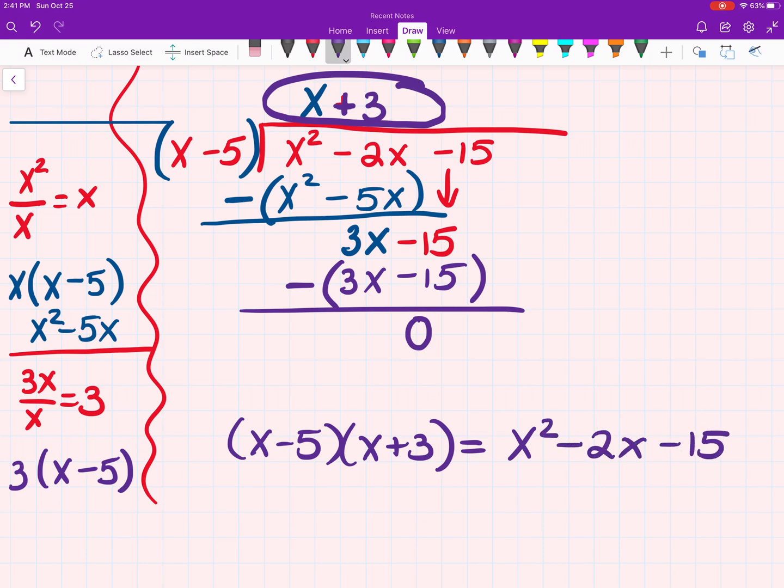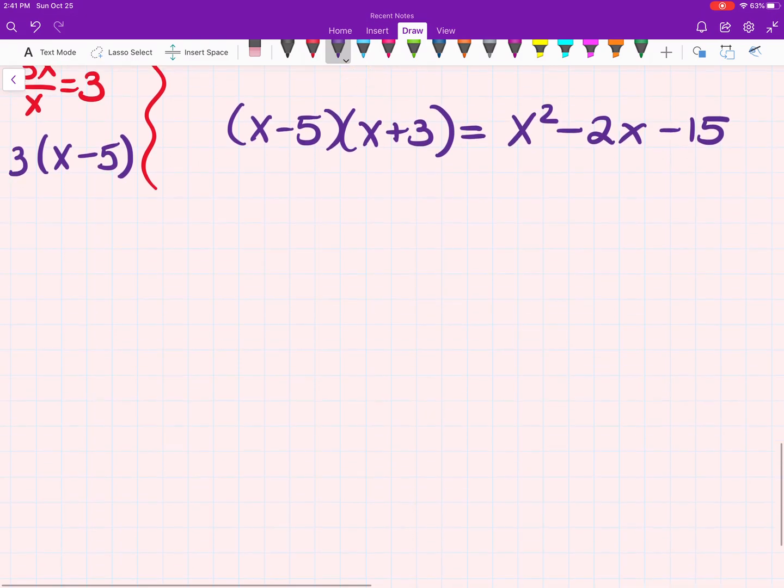So we're going to use this later. Right now you're just learning how to do this. But later we're going to use this for some of the problems coming up later. So the answer is x plus 3. They don't always come out that nice.